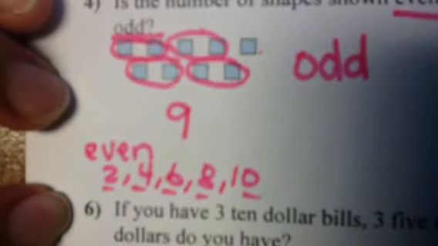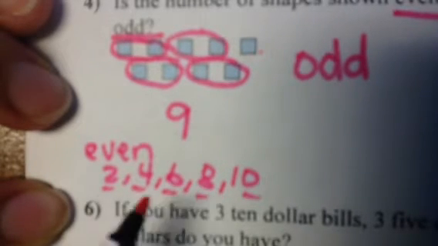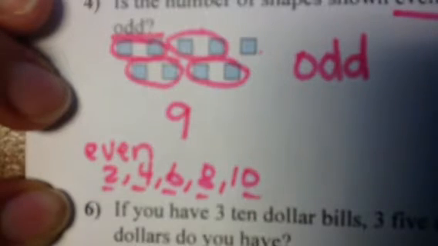If I had the number 105, what number is in the ones place? 5. Is that on our list for even numbers? No. So that's an easy trick that you can use to figure out if a number is odd or even when you're looking at bigger numbers. Okay? Are we ready to do number 5? All right, let's look at number 5.